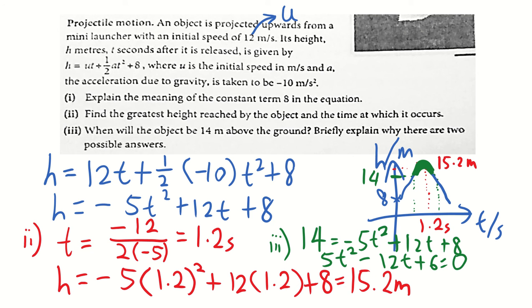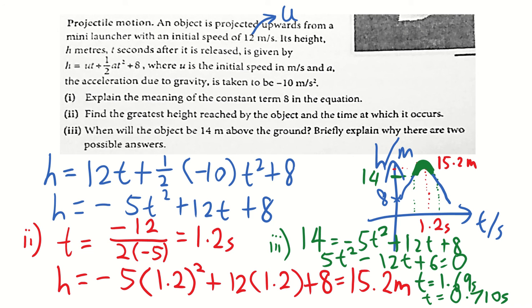So the first time where it happens is at 1.69 seconds, and the second time in which it happens is 0.710 seconds. So there are two instances in which this object is at 14 meters above the ground. So we will have two values here. Why we have two values is because there are two instances. The first instance is when the object is moving upwards, and the second instance is when it's moving downwards. So during the interval 0.710 seconds to 1.69 seconds, the object is above 14 meters.